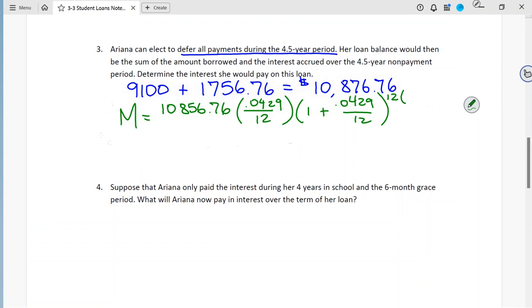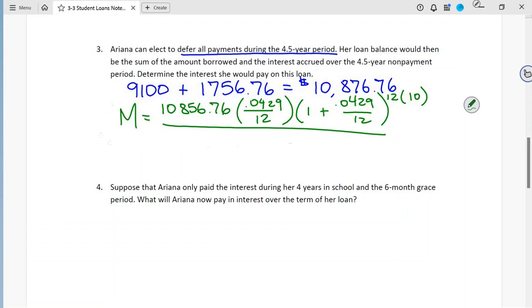Now, how long? Now, it doesn't say it here. A very common mistake is to use 4.5 because that number is sitting right there. Okay, that was how long it went from receiving the money to beginning paying. That is not how long she has to pay off the loan. If you go back in number 1, we're told that Ariana received a 10-year unsubsidized loan, meaning when she begins making payments, from that moment on, she has 10 years to pay it off. So in this case, it's not 4.5, it's going to be 10. It's a 10-year loan, she'll have 10 years to pay it off when she begins paying.